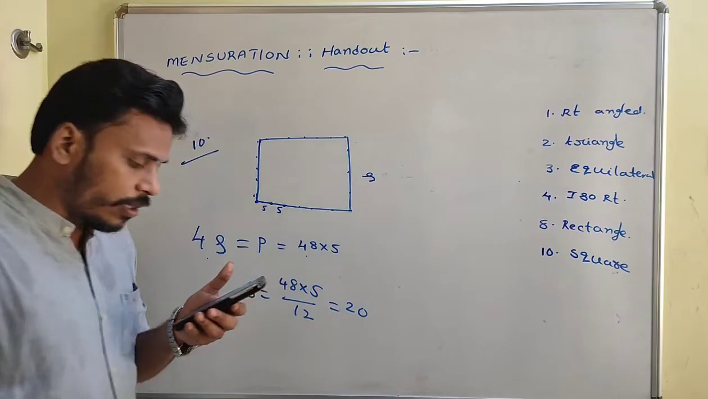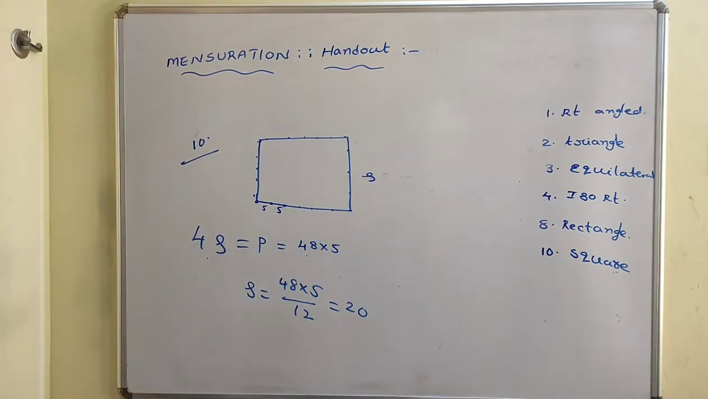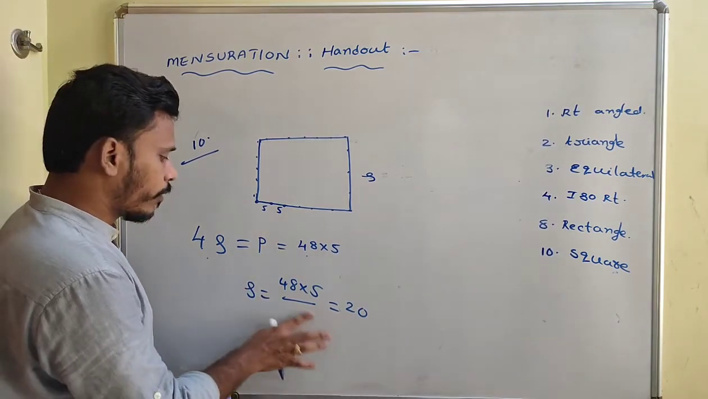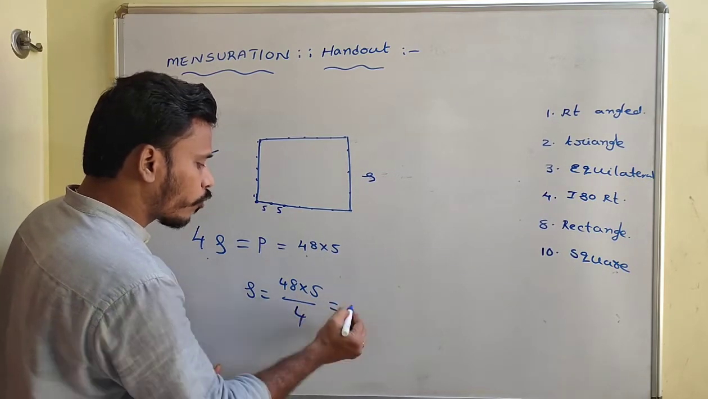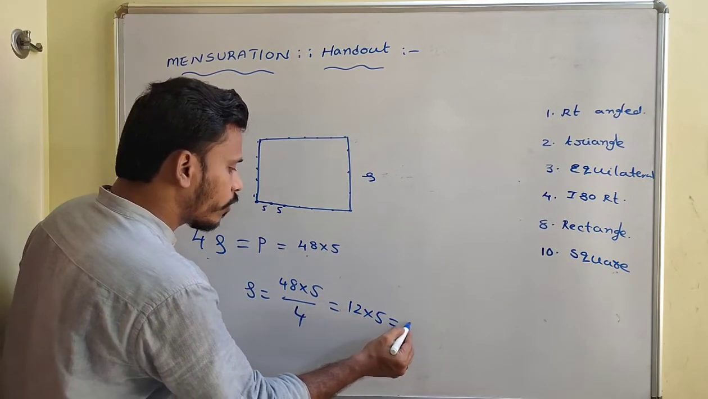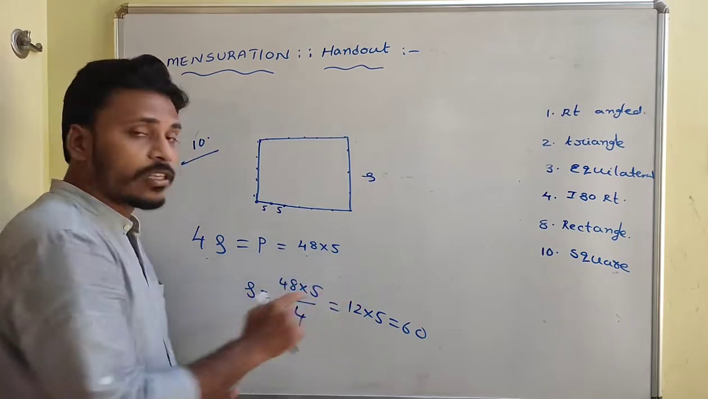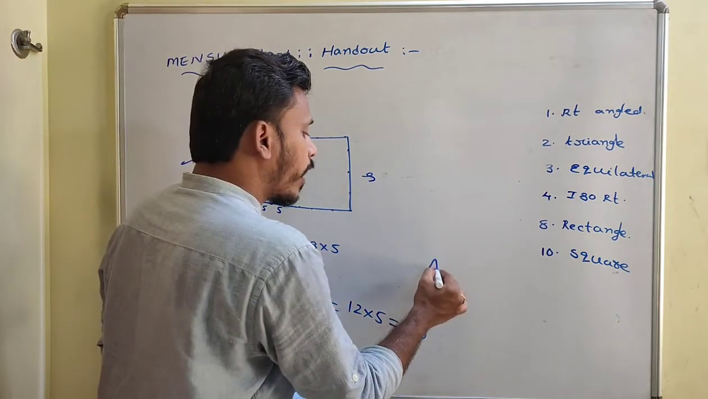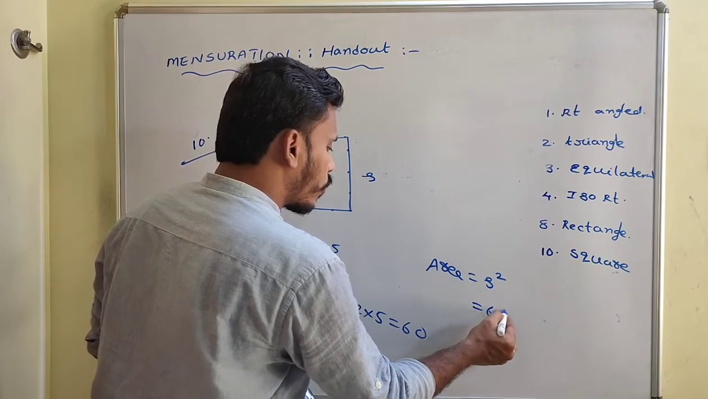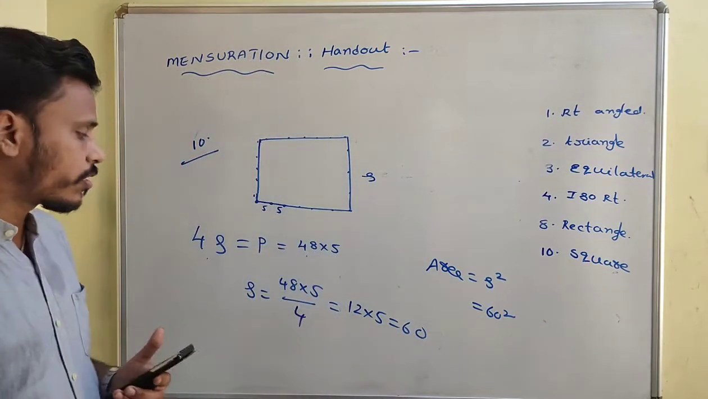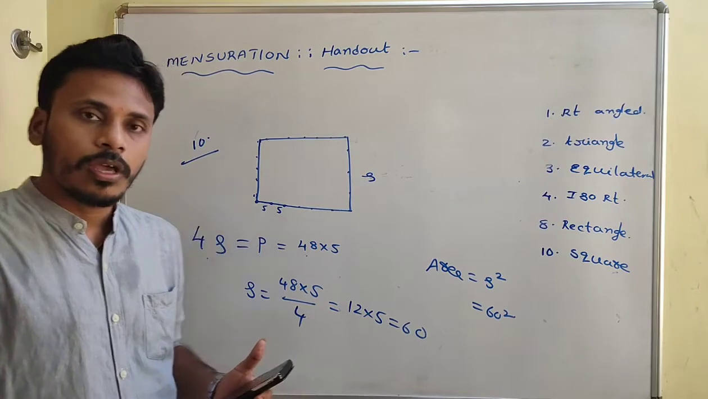Then what will be the area of the square so formed? That's what we need to find. This is 4, right? 4 12s is 48. 12 into 5 is equal to 60. So the side is equal to 60, and we need to calculate the area of the square. This is side square, 60 square, which is equal to 3600. That is the problem.